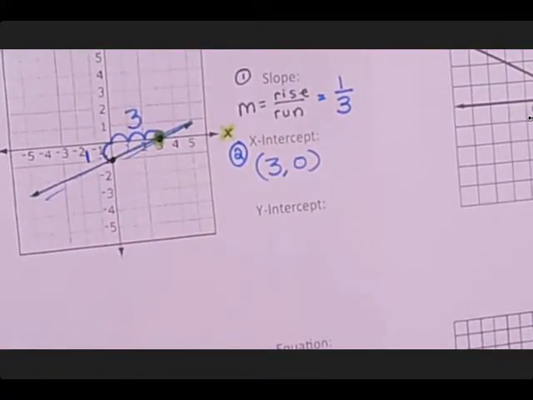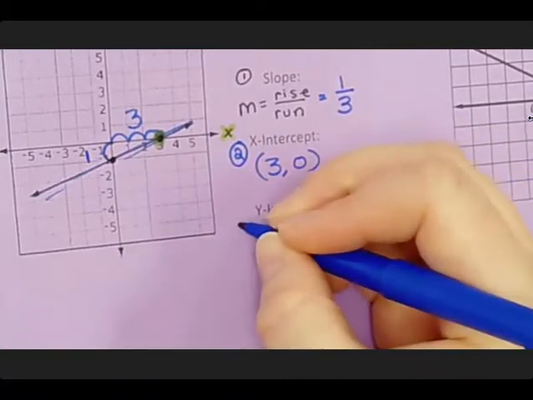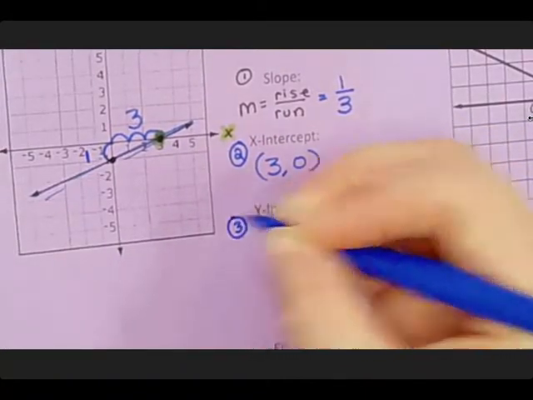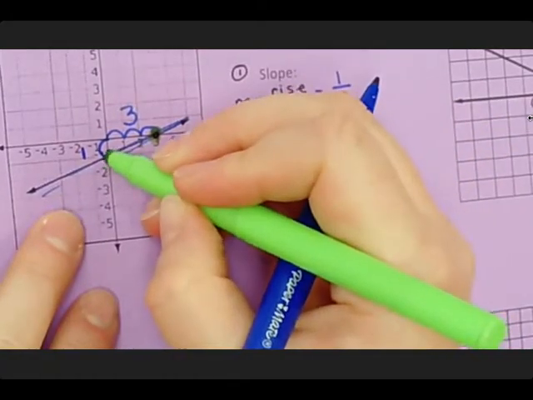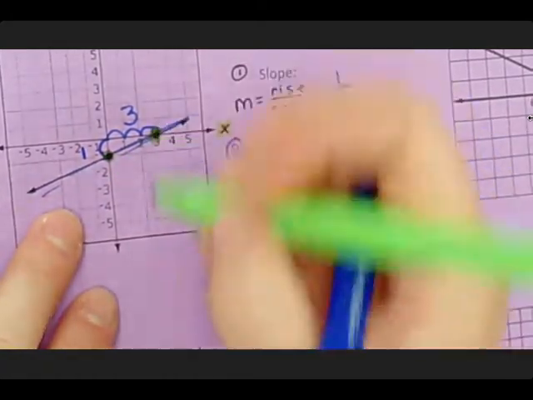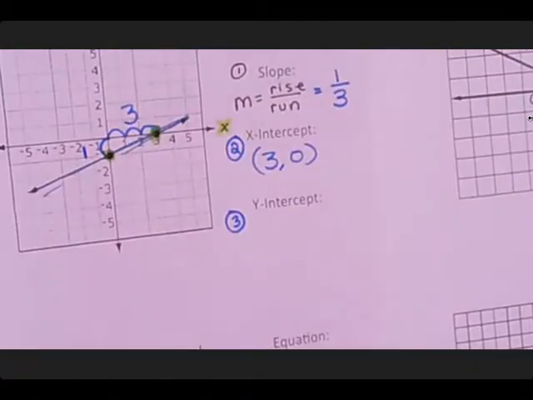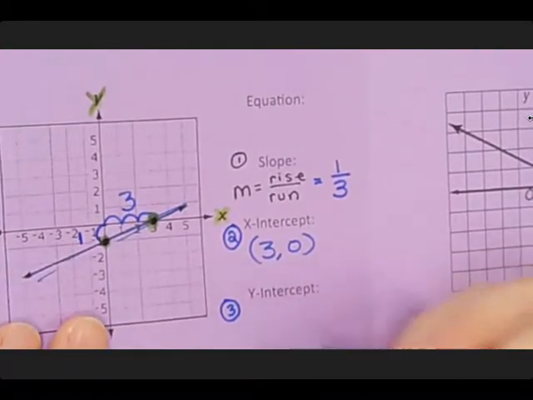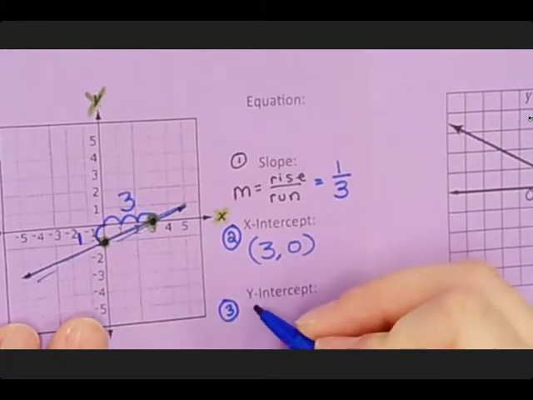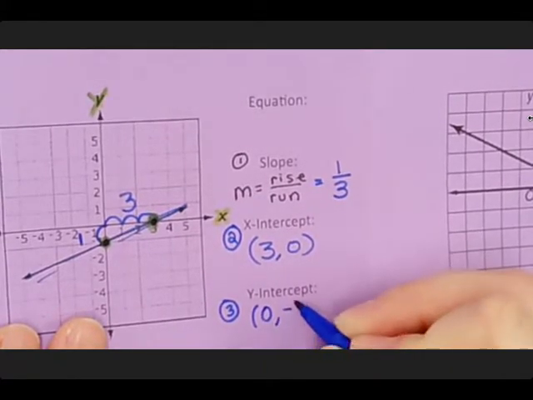Okay, the third thing that we're going to do is the y-intercept. So where does it cross on the y-axis? -1 right here. This is the y-axis. So it is -1, 0? 0, -1.